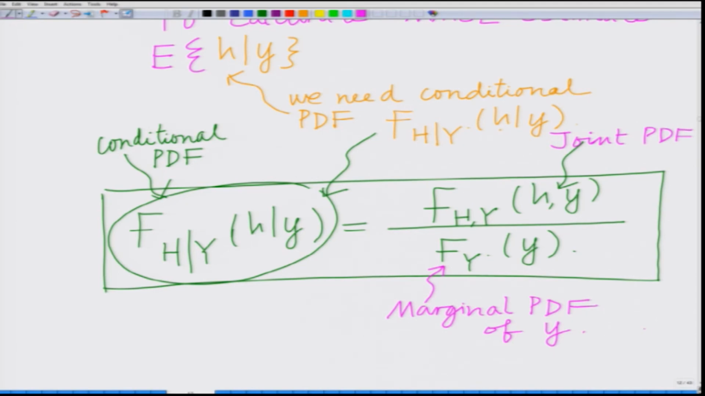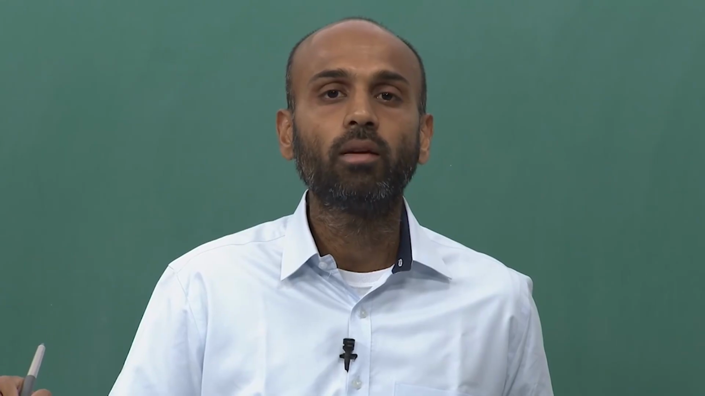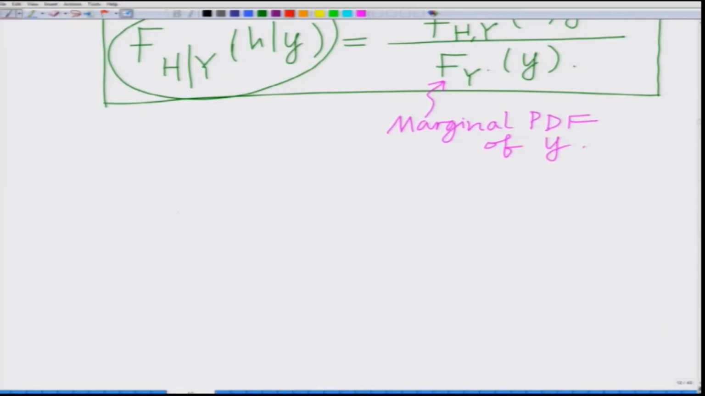So, we can compute the conditional PDF of the parameter h given the observation y from the joint probability density function of h comma y divided by the marginal probability density function of y. So, we need to compute each of these components. First, we know the marginal probability density function of y. This is easy to compute.